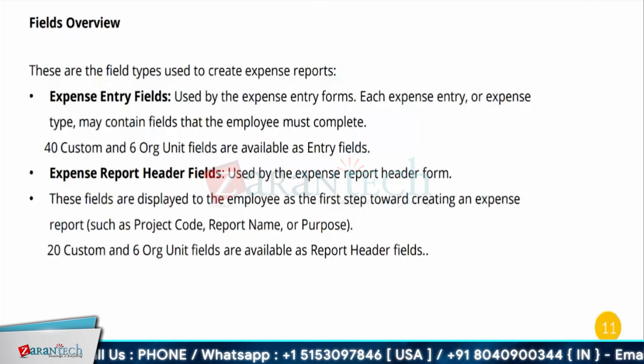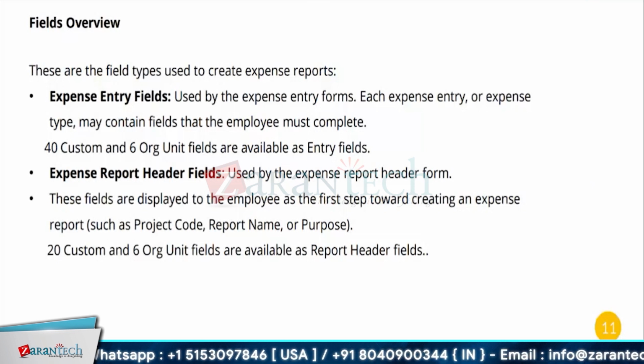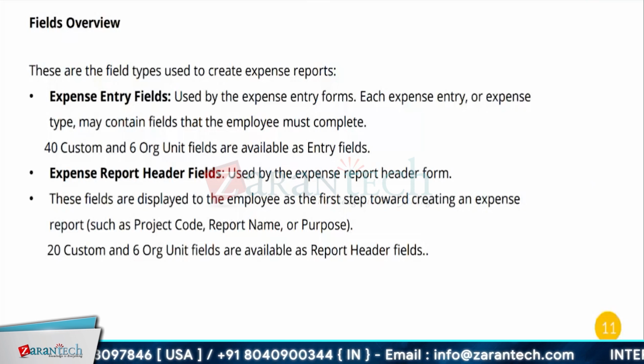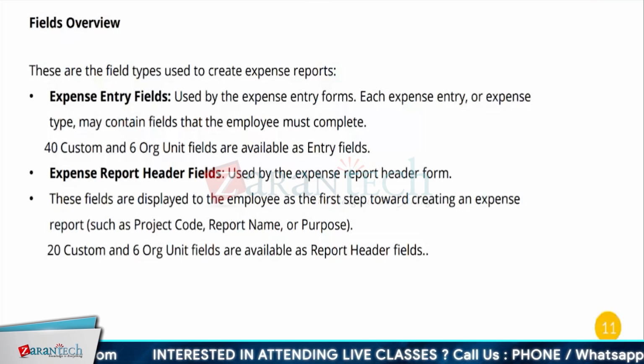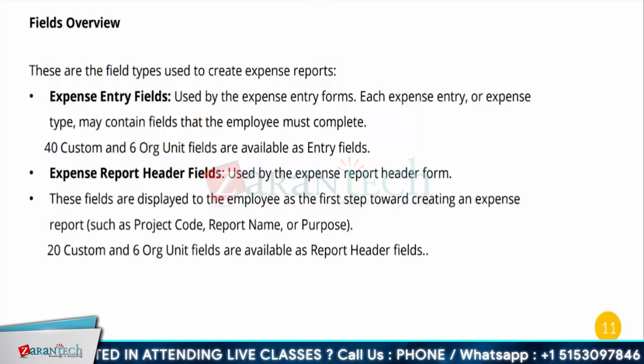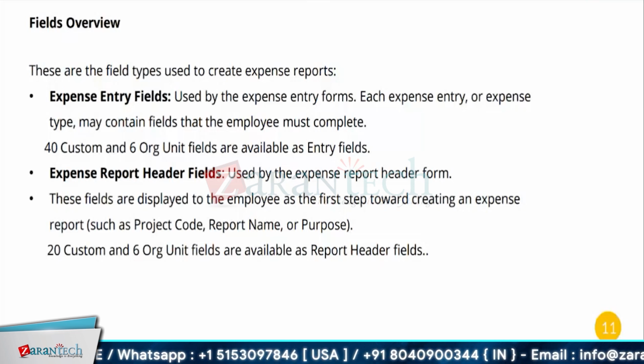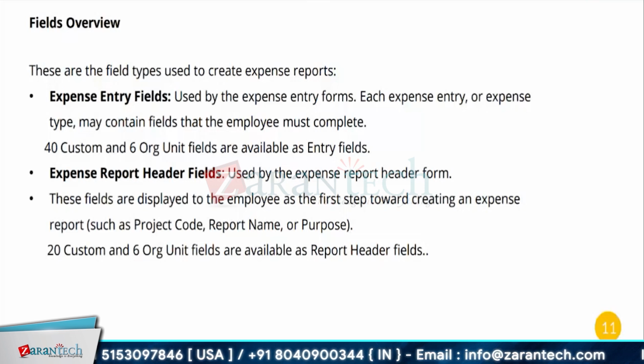40 custom and 6 org unit fields are available as entry fields. Expense report header field is used by the expense report header form. These fields are displayed to the employee as the first step towards creating the expense report, such as project code, report name, or purpose. 20 custom and 6 org unit fields are available as header fields.